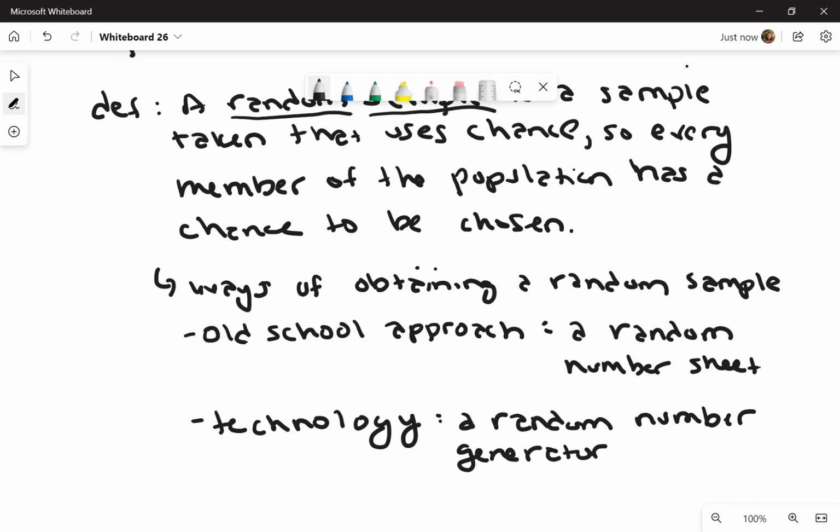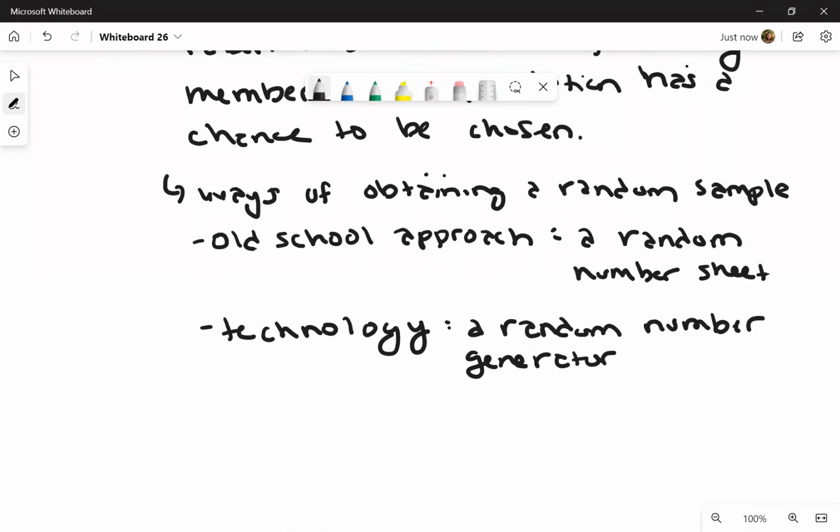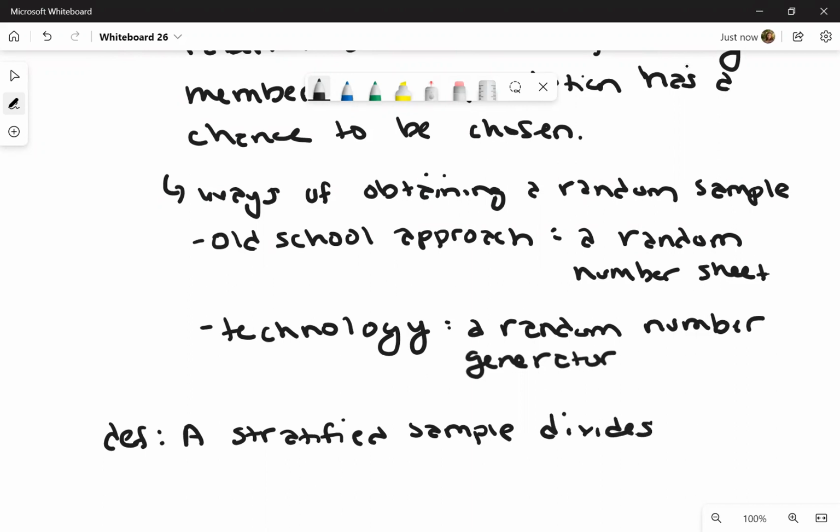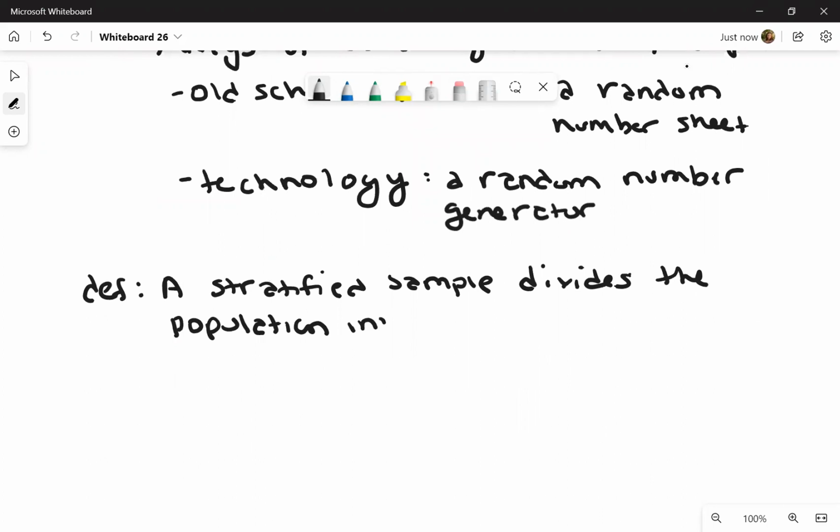Now, sometimes there are special types of samples you want to have, and in particular, the one they highlight here is the stratified sample. So a stratified sample is a sample that you take that includes specific categories. A stratified sample divides the population into categories or groups, into, let me actually say this first, non-overlapping groups.